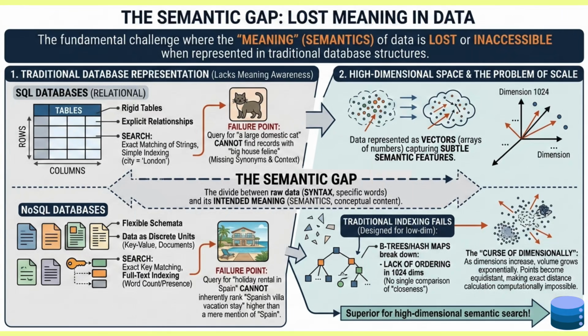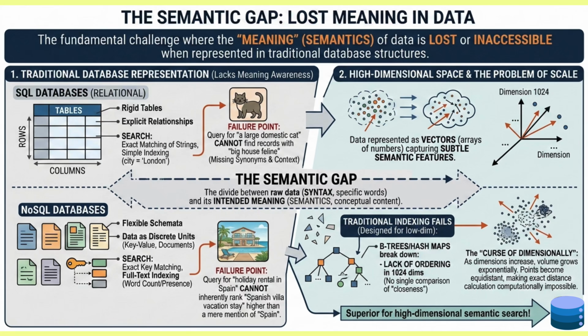The semantic gap describes the fundamental challenge where the meaning or semantics of data, especially complex, unstructured data like text or images, is lost or inaccessible when represented in traditional database structures. This gap explains why standard SQL and NoSQL databases struggle with similarity or semantic search in high-dimensional space, and why vector databases are superior for these tasks. The semantic gap is the divide between the raw data and its intended meaning or conceptual content.